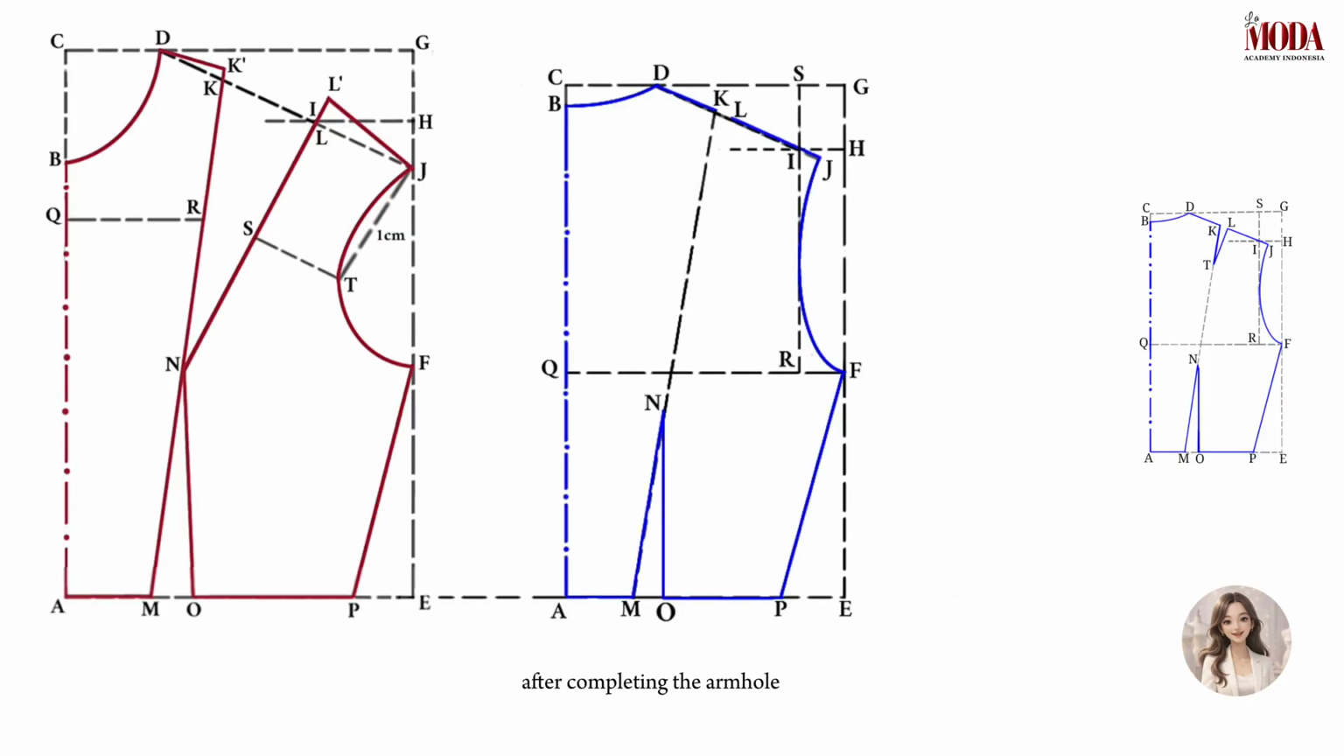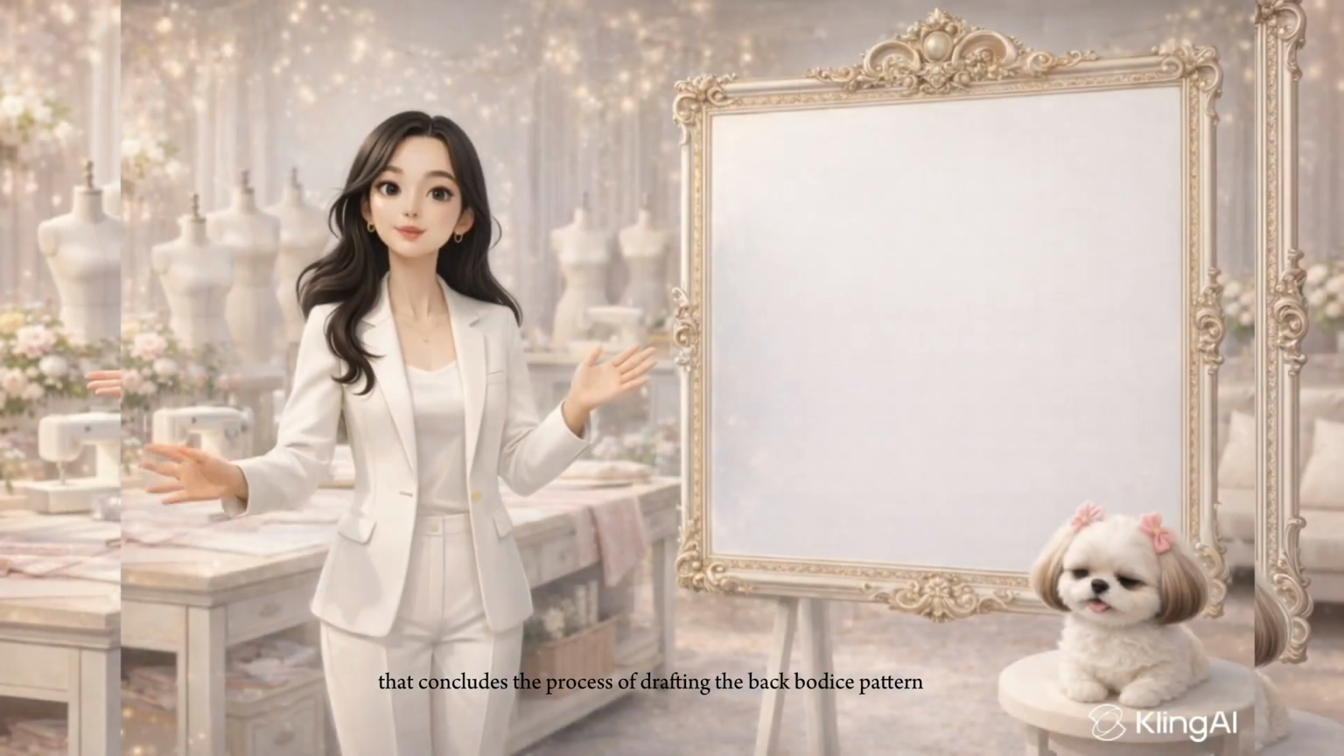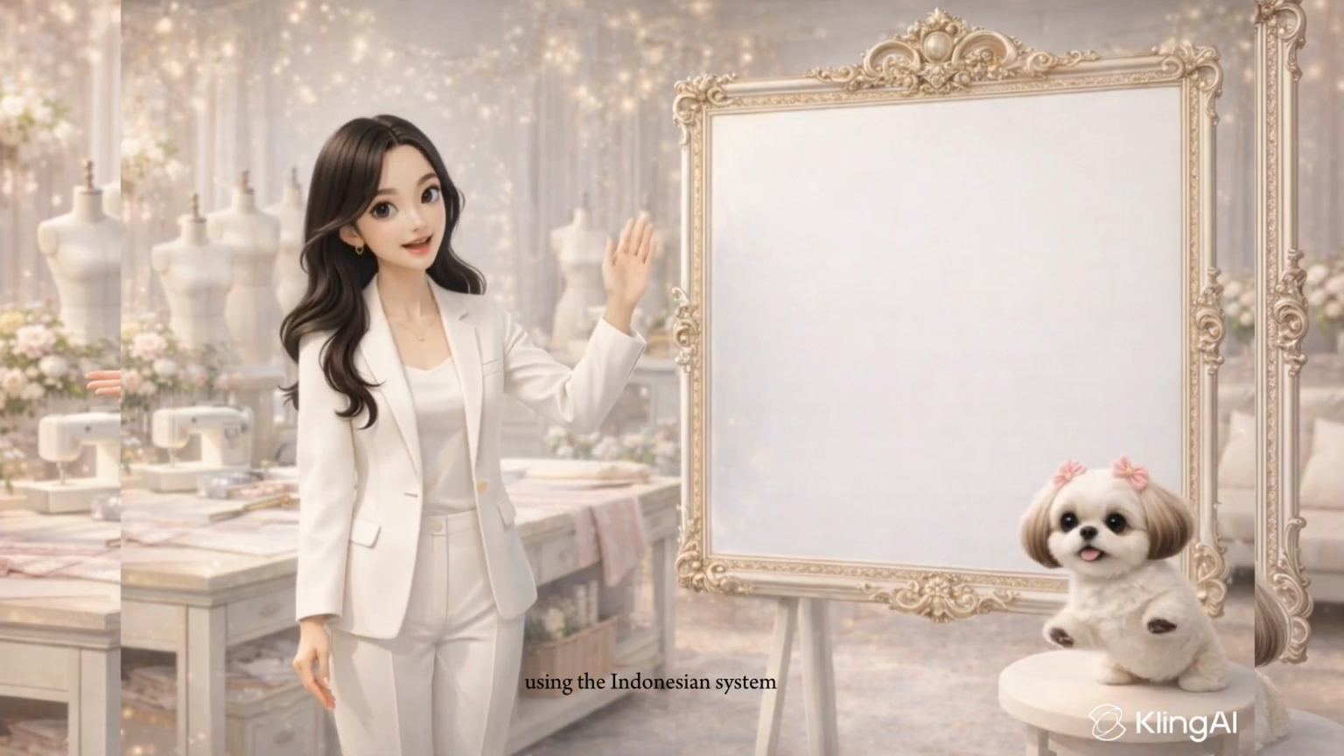After completing the armhole, we proceed with the back shoulder dart. From points K and L, measure downward 6 centimeters to determine the depth of the shoulder dart. Connect these points using solid lines to form the shoulder dart. That concludes the process of drafting the back bodice pattern using the Indonesian system.